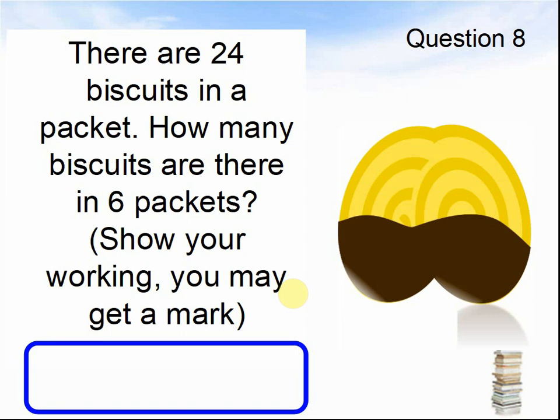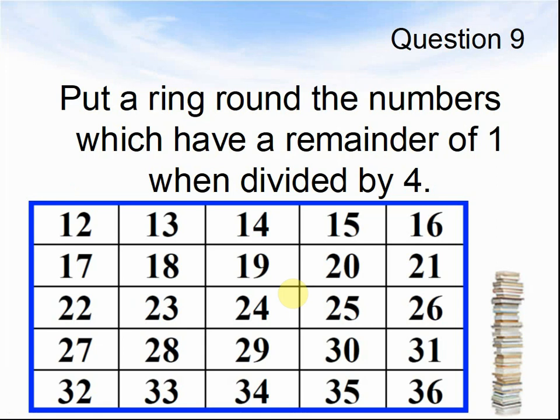Pause the video until you are ready for question 9. Here comes question 9. Put a ring around the numbers which have a remainder of 1 when divided by 4. Pause the video until you are ready for question 10.